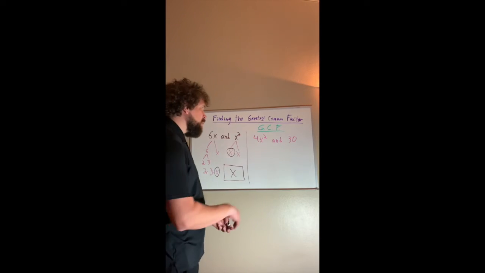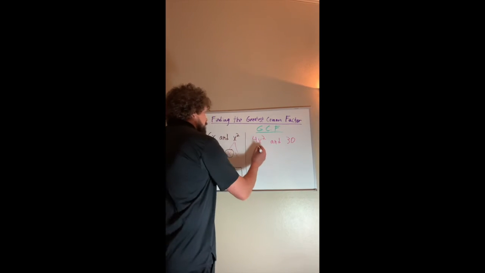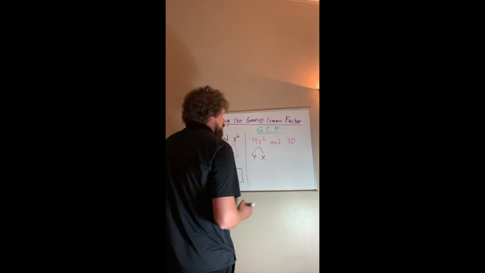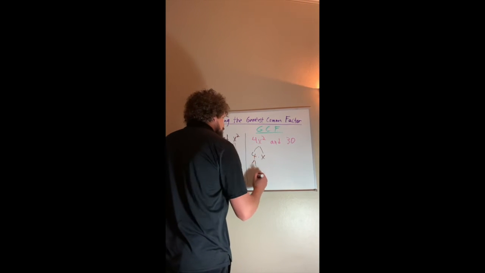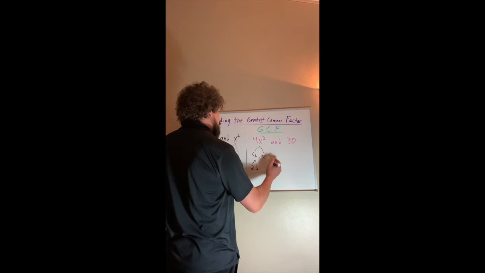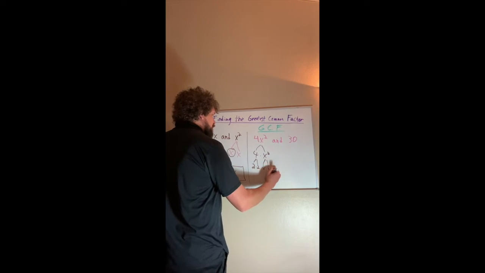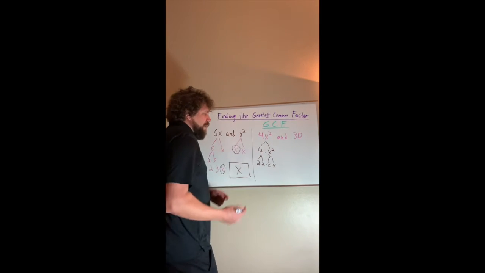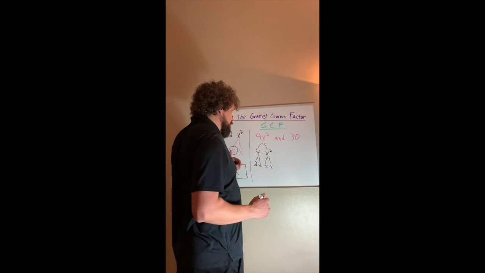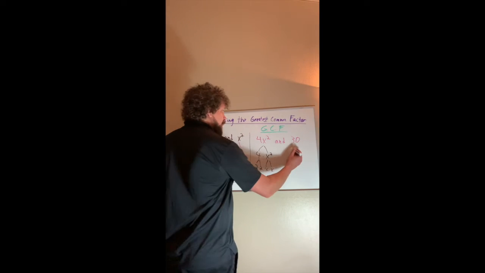Over here, 4x squared and 30. Let's break this apart. You're thinking to yourself, okay, what are the numbers in both? What are the variables in both? Oh wait, I've got a little x squared right there. This is x times x. And maybe at some point you think, wow, that's too much. I don't need to do all that work. Again, cool, good for you. Then make sure that your shortcut works and move on.